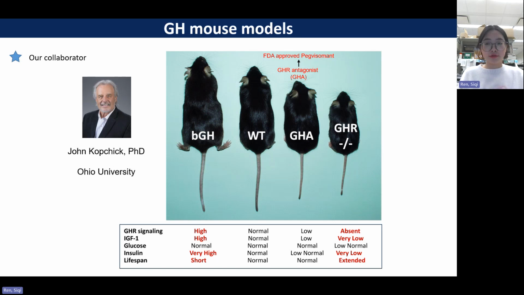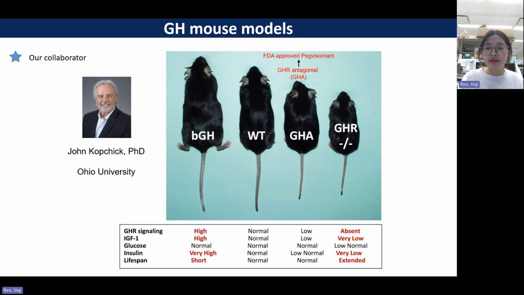Here we have a few different mouse models. BGH mice on the left have a high growth hormone level, leading to increased IGF-1, faster growth, and a shorter lifespan. Wild type mice have normal growth hormone function, serving as a control group, and the GHA mice have lower growth hormone signaling due to a growth hormone receptor antagonist, mimicking the effect of the FDA-approved drug pegvisomant used in acromegaly patients.